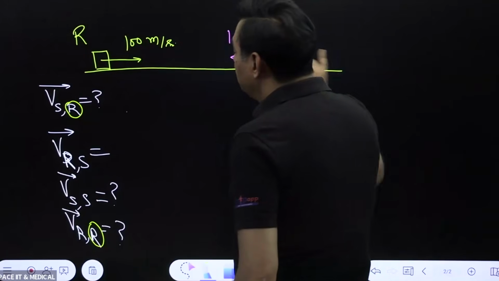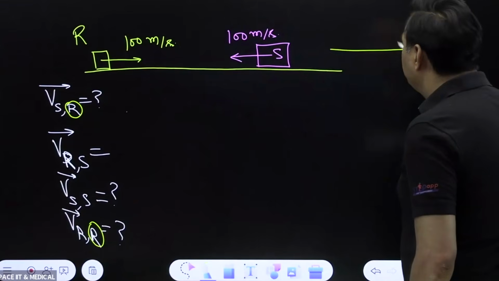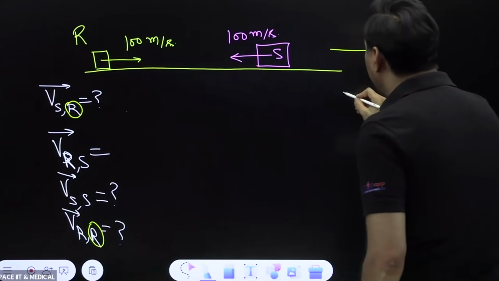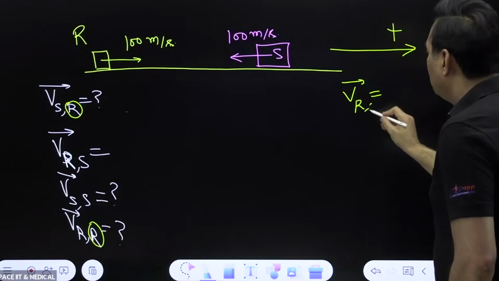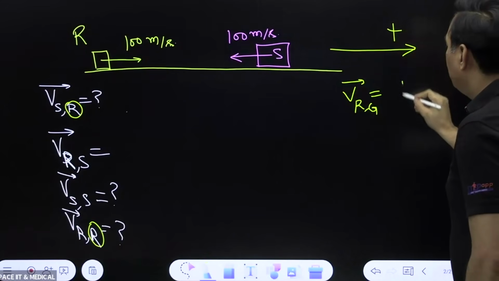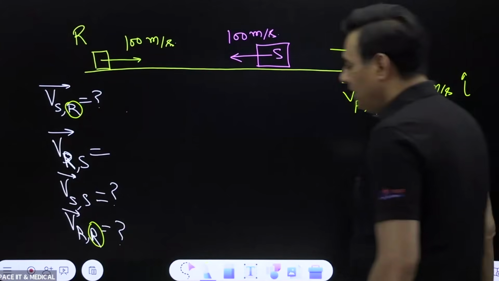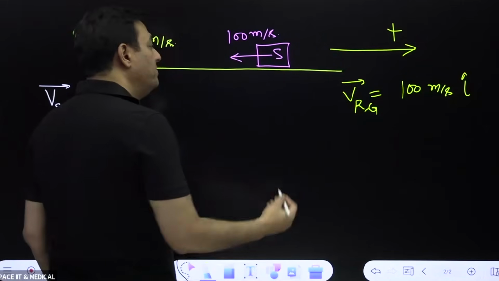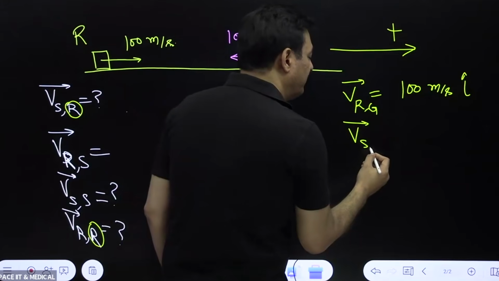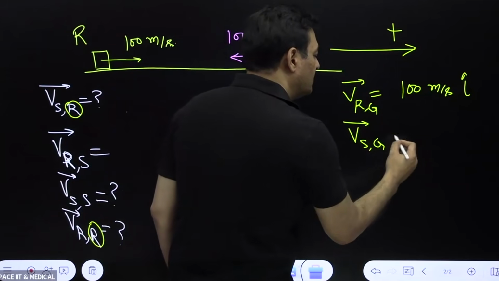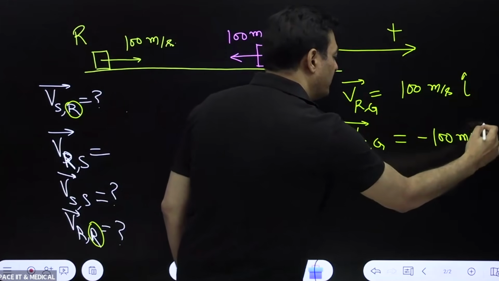Now, let's write down these velocities in the form of I cap, J cap with their direction. Let's assume this direction to be positive. I can say velocity of Ram relative to the ground. When nothing is said, it means relative to the ground. This is 100 meters per second I cap. What is velocity of Sham in vector form? Velocity of Sham with respect to ground if nothing is said. This is minus 100 meters per second I cap.